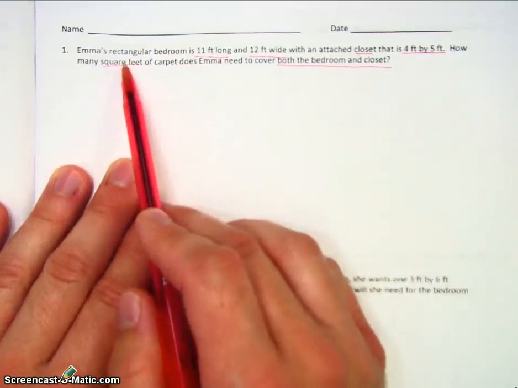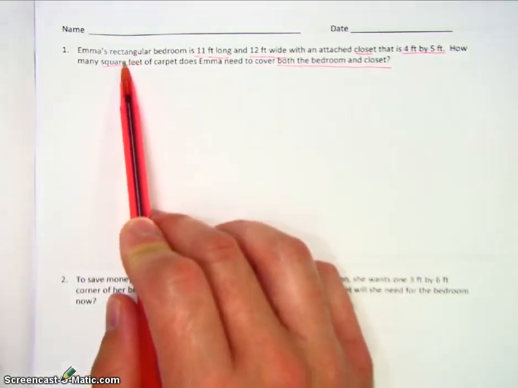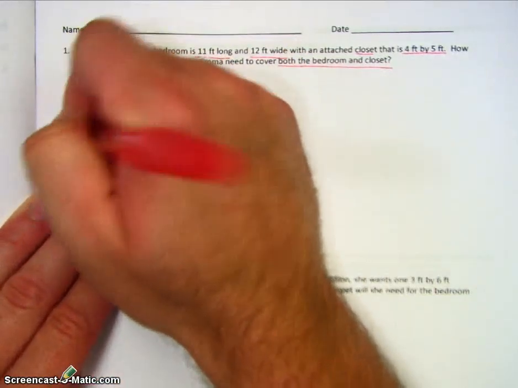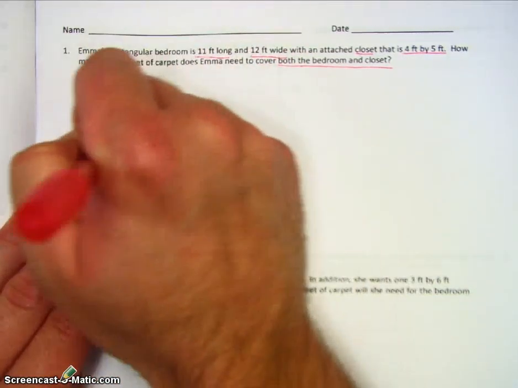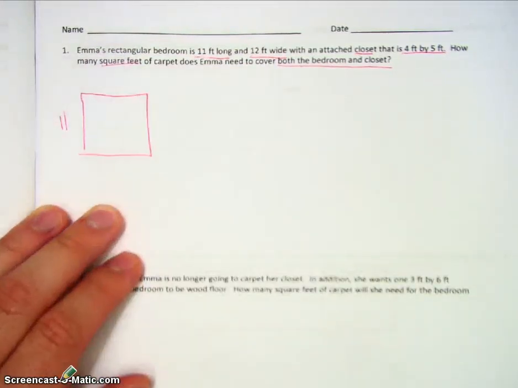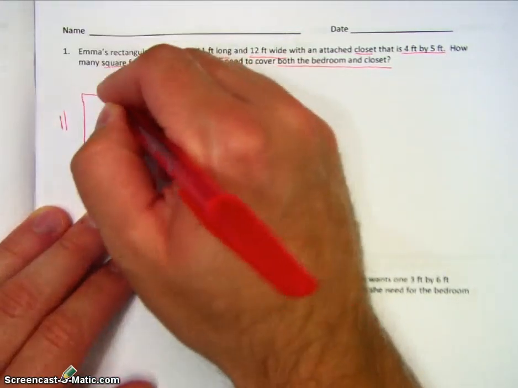So again, you see square feet. Well, that means area. So even though the question doesn't say area, we know that means we need to find the area. So we're going to set up the rectangular bedroom. Okay, we know that it's 11 feet by 12 feet.